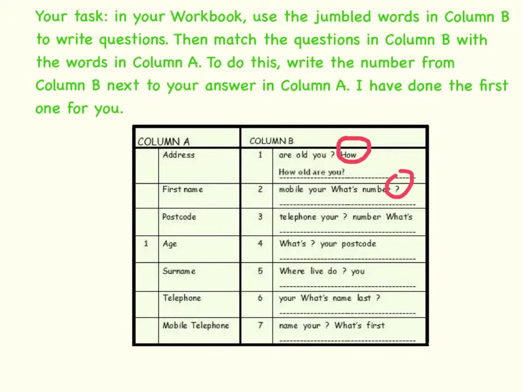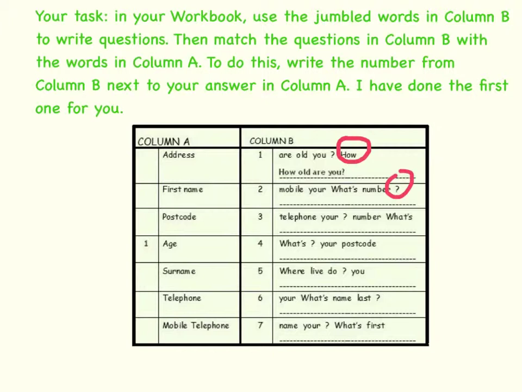When you've done that, you match the questions in column B with the words in column A. You might have noticed by now that column B contains the spoken version and column A contains the written version of information that you might ask somebody. I've done the first one for you, so let's have a look at what we've done. We've unjumbled it to say, "How old are you?" Now we know that refers to age.